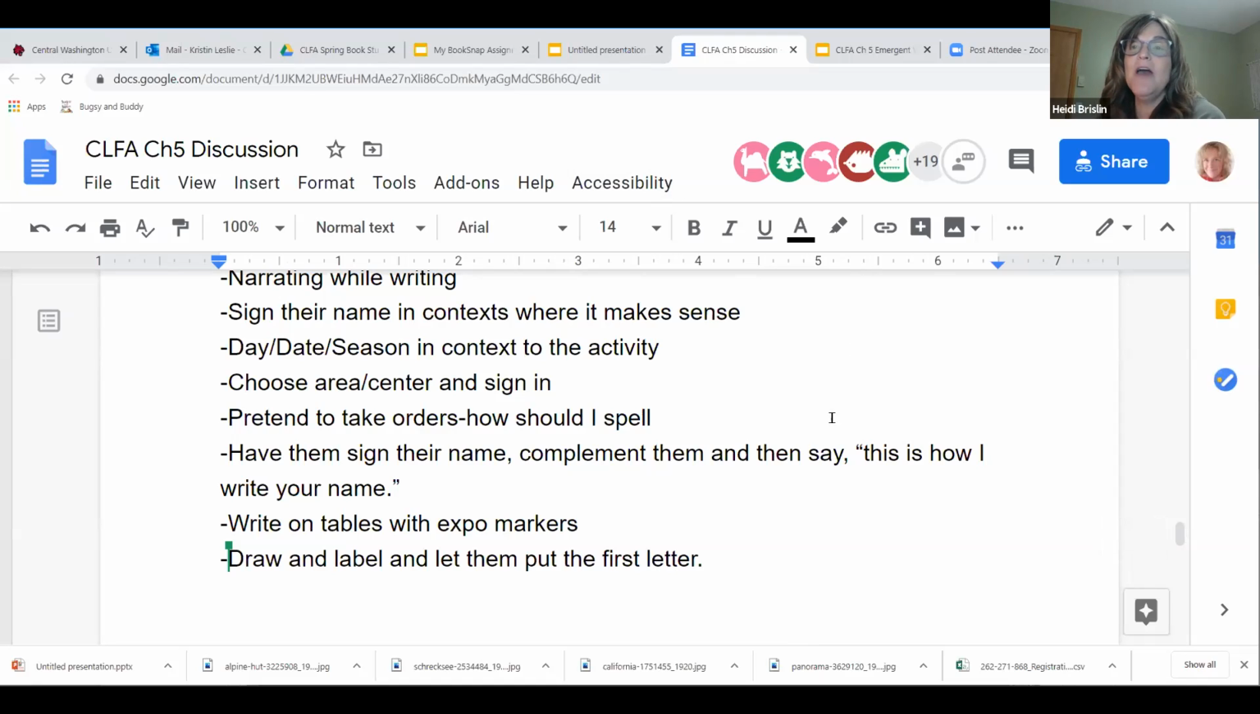We also talked about signing their name and saying, wow, what a great job you did signing your name. I love how you did that. When I write your name, it looks like this, and writing it somewhere else. So they have that model of what they're eventually moving to, and you can talk about the letters and the sounds in their model as well. I think that's it. Anybody else have anything from the group?